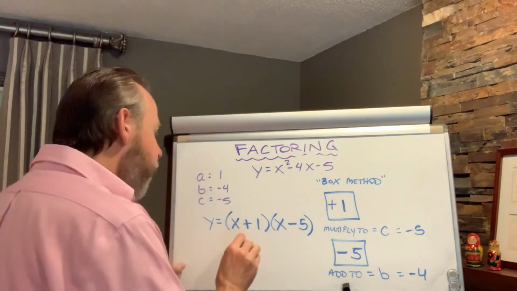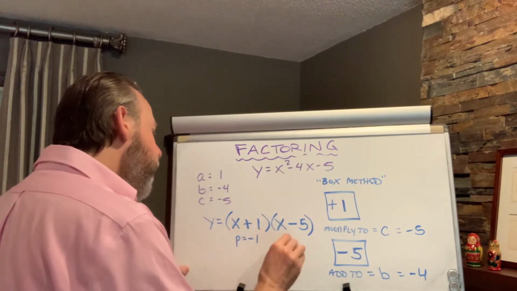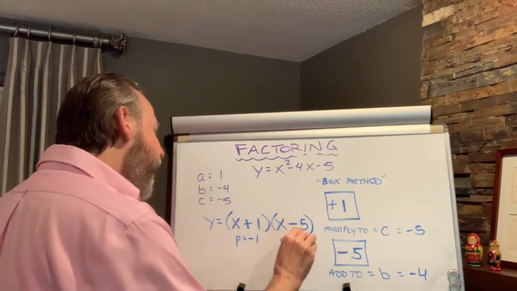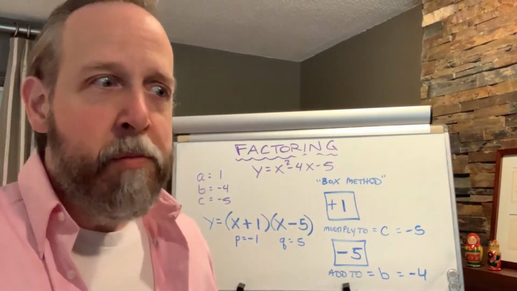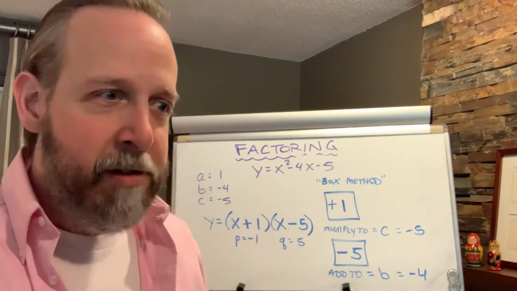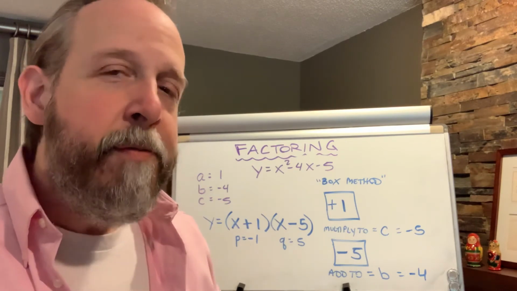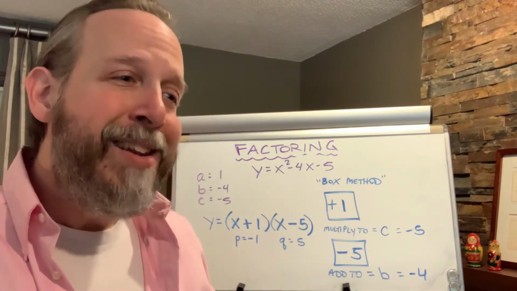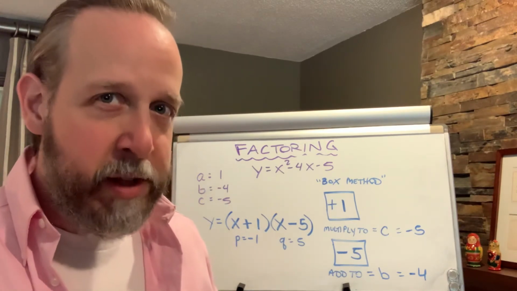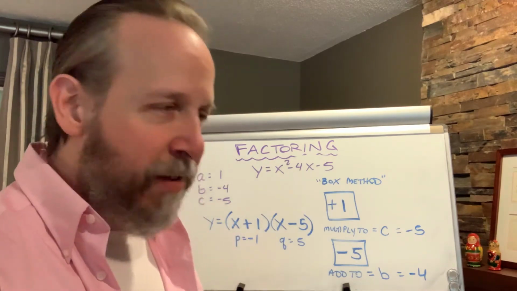Those are the solutions. If you want to still use p and q, feel free. -1 here and +5 there. And as you'll recall from what we did at the beginning of this lesson, those are the answers. We got them right. Factoring is not too difficult, but not everything factors. So that's another caution. It doesn't always factor.